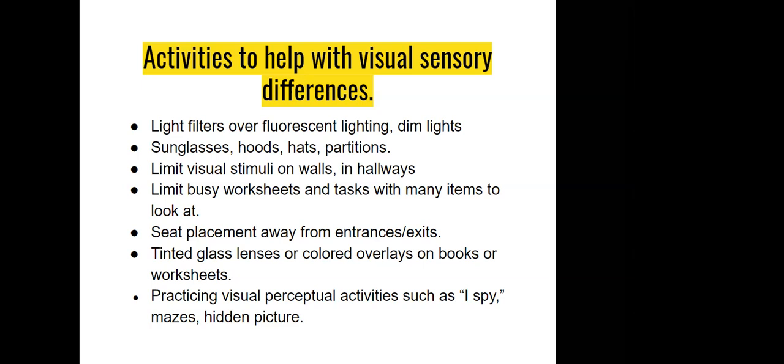Seat placement away from entrances and exits. Tinted glass lenses or colored overlays can really help. There are all sorts of different colored overlays out there, so just find a color that suits your student best. These can really help improve reading and visual perceptual difficulties. And then practice visual perceptual activities such as I Spy, mazes, hidden pictures, giving them a lot of practice with that and helping desensitize them a little bit.